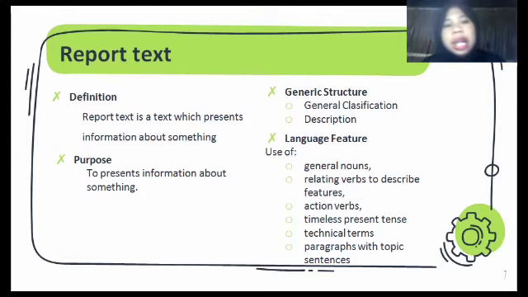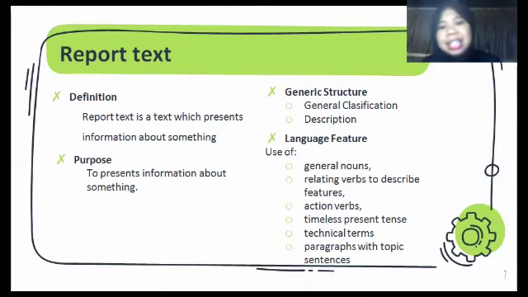Next, the purpose of report text. Its social purpose is presenting information about something. They generally describe an entire class of things, whether natural or made, like creatures, mammals, plants, rocks, planets, countries or regions, culture, transportation, outbreaks, pandemic, etc.